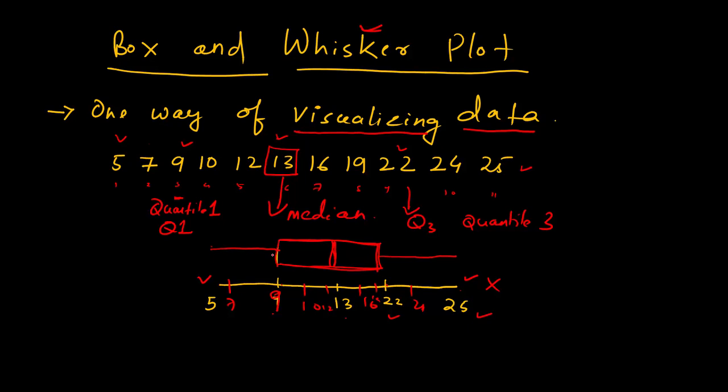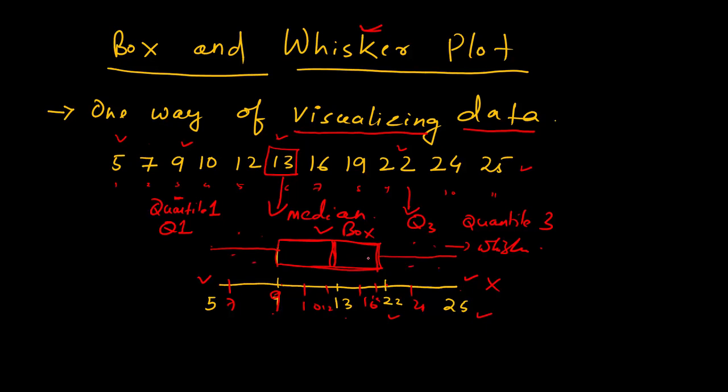Then we create the whiskers. Whiskers are nothing but the lines stretching from Q1 to the lowest number, and from Q3 to the highest number. These are known as the whiskers, and since we have created the box, it's known as box and whiskers. By looking at the data that lies between your Q1 and Q3, you'll be able to understand the distribution of data and where the data is concentrated mostly.